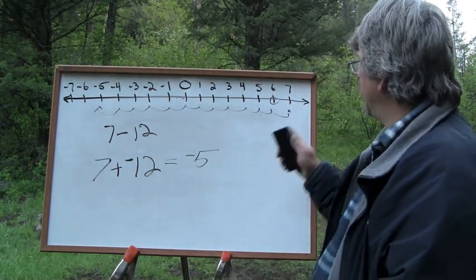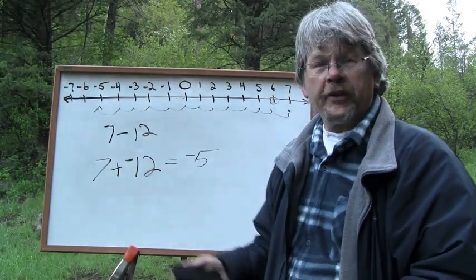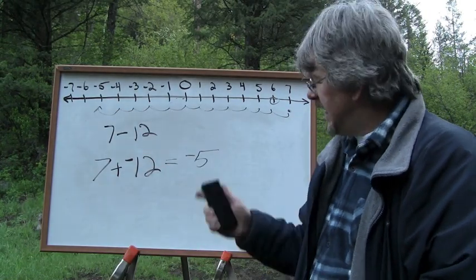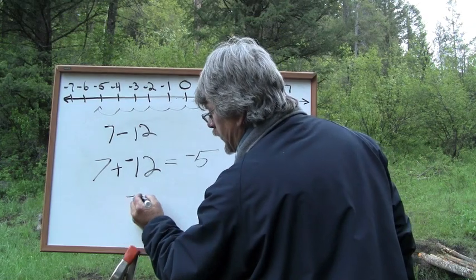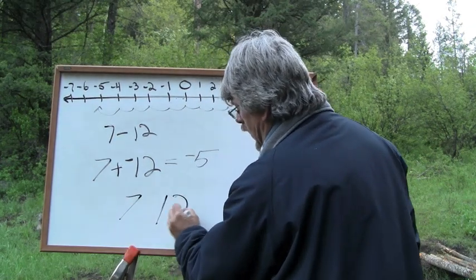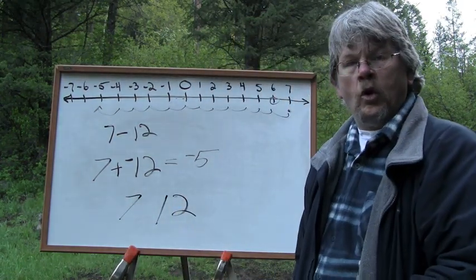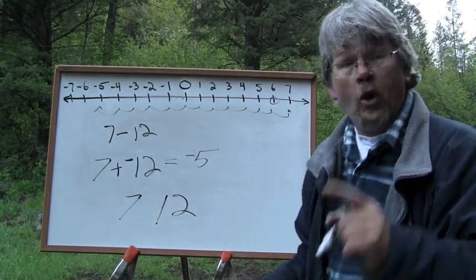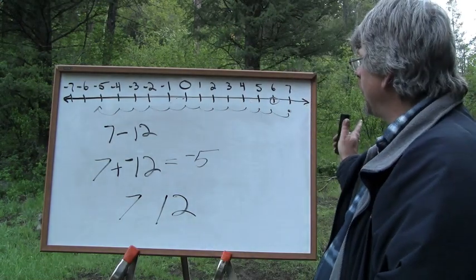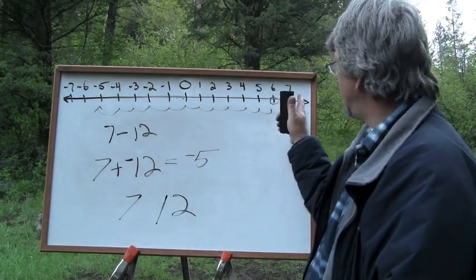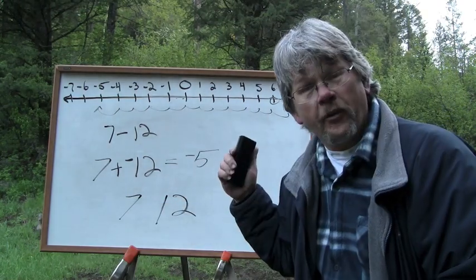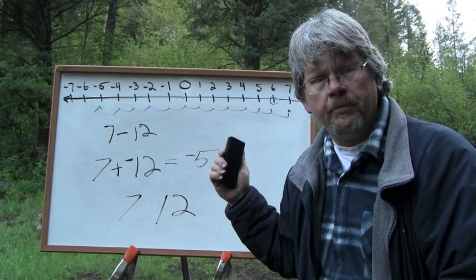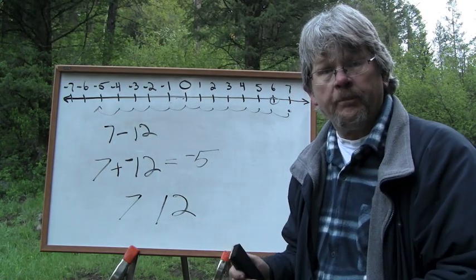Another way I can show this besides the absolutely perfect logical number line is you draw the numbers 7 and 12. Which number is larger? The 12. Why? Because it's always going to be to the right of 7. And anything to the right grows bigger. That's one of our arguments.